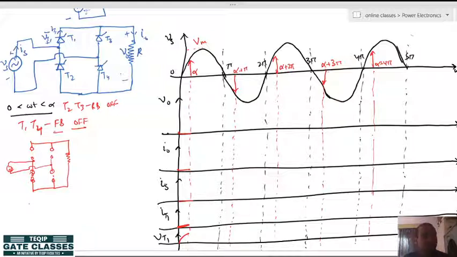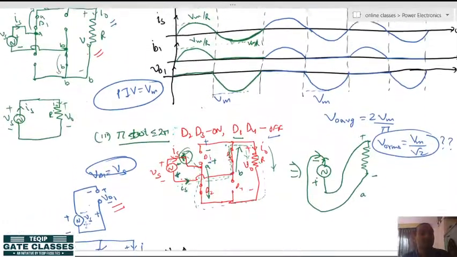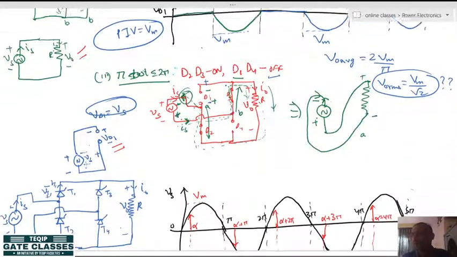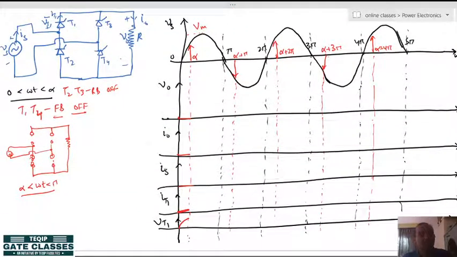But what happens when the second instant comes, alpha to pi? At alpha, as soon as you provide the gate pulse to T1 and T4, both thyristors turn on immediately, and the load and source are connected again, and the circuit will be like this, which I have discussed earlier. Again the load is in parallel with the source, but the load becomes parallel at the alpha instant, when the source has already reached this point. So the load will follow the output from this point, hence the load voltage will be a clipped sine wave like that. And since it is a resistive load, the output current will also be the same as this.